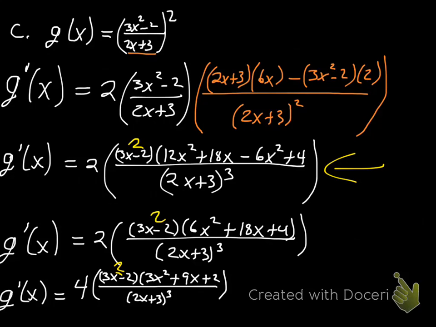So 12x squared minus 6x squared is 6x squared, 18x, and a positive 4. And then the last thing we did is, remember that 2 was hanging out in front. I see 6, 18, and 4 all have a GCF of 2, so that 2 comes out and multiplies the existing 2 by 2 and gives us 4.